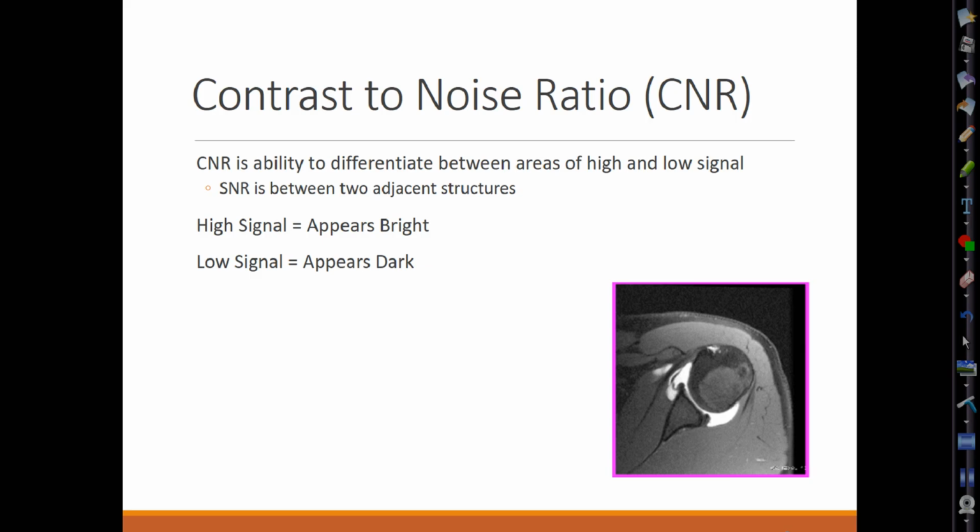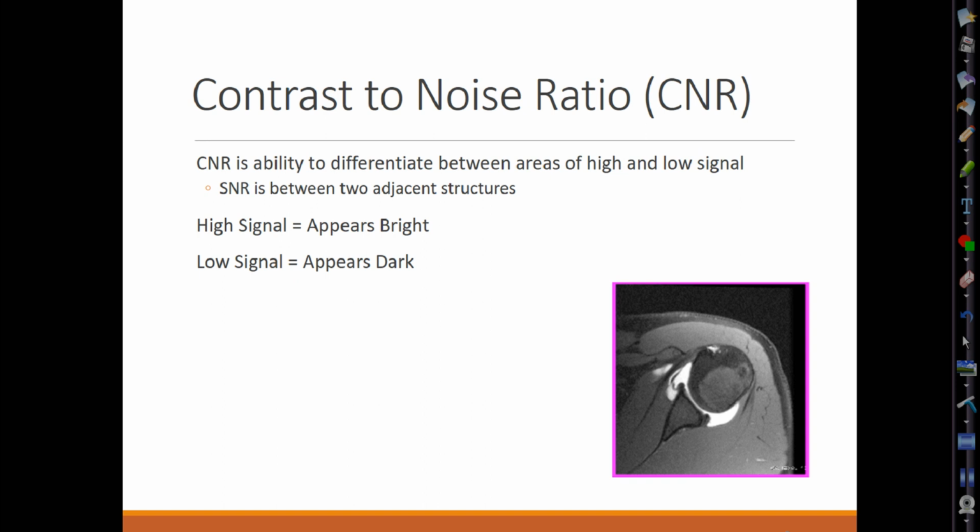So if you have an area, what? You meant to put S instead of C. No, this is C. Oh, okay. Contrast to noise. It was on the other. I hope I meant to do that. Oh, yeah, I got it.